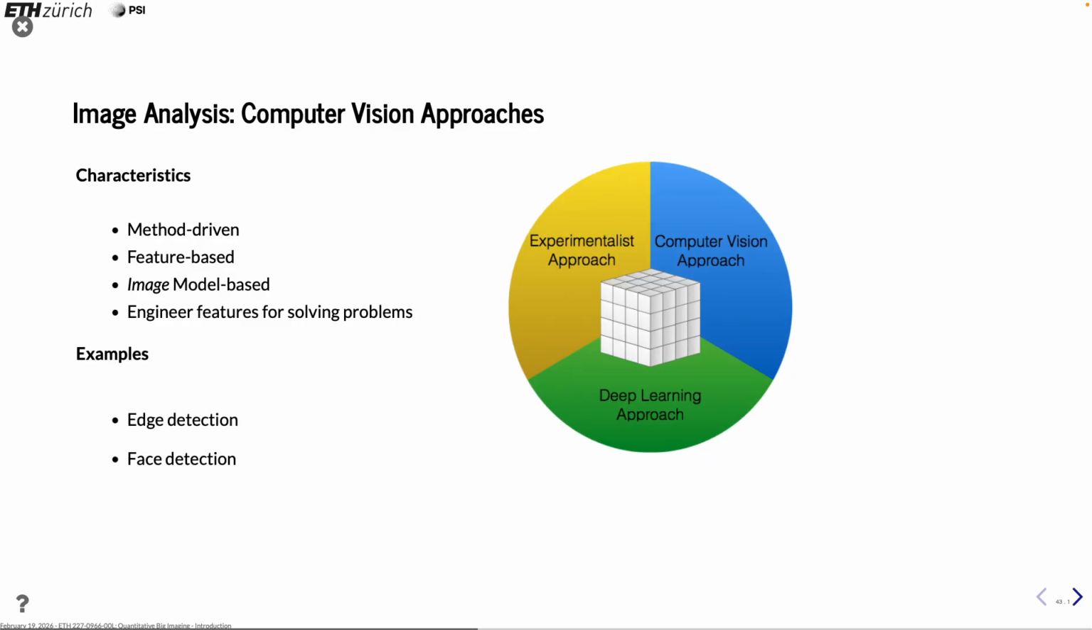Then you go into computer vision approaches. Then you're more trained into working with signals, structures, and then you're more method-driven. The algorithms are more centered. You're also looking more into features in the image, and the model that you're working with is based more on the image itself than on what you see on it. And sometimes you even engineer different features to do the problem solving. Examples are edge detection, a classic one in computer vision, and also face detection are typical examples of what you do with computer vision.